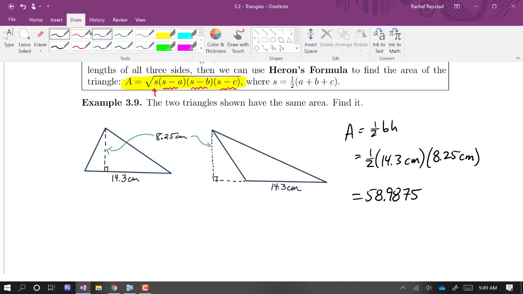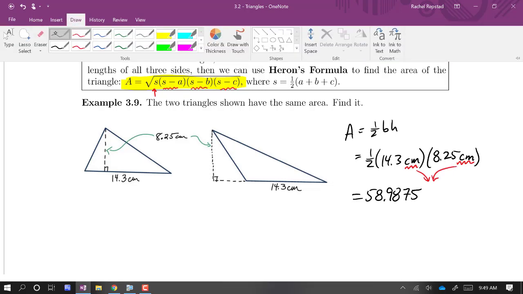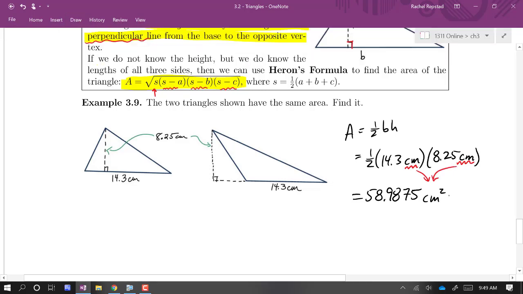And my units, you can see here, I'm multiplying centimeters times centimeters. So centimeters times centimeters is centimeters squared, which makes sense, right? It's an area, so it should have squared units. Now, if I were following the rules of significant digits, if these are measurements and I should be rounding appropriately, I'll just note that these all have 3 significant digits. So if I round my answer to 3 significant digits, I get 59.0 square centimeters.